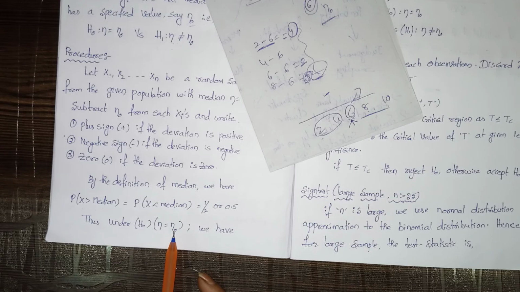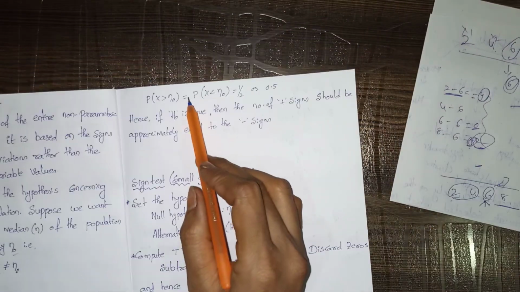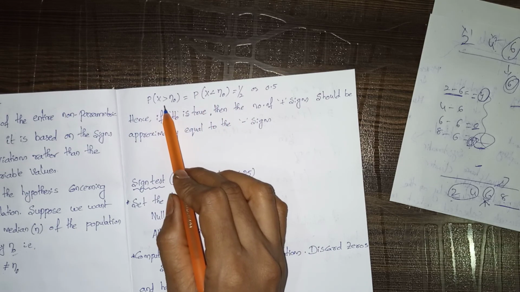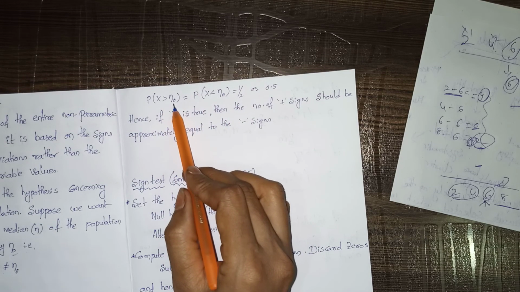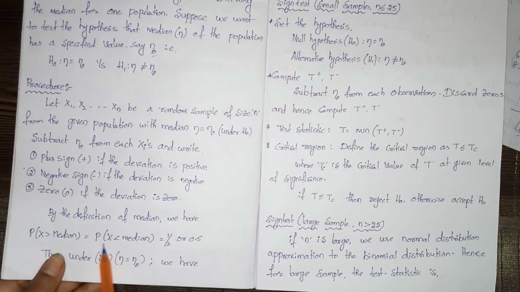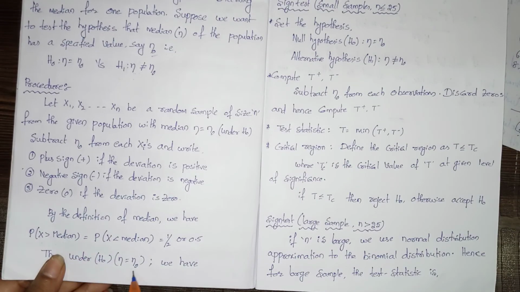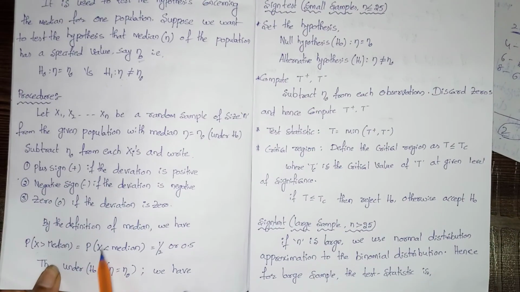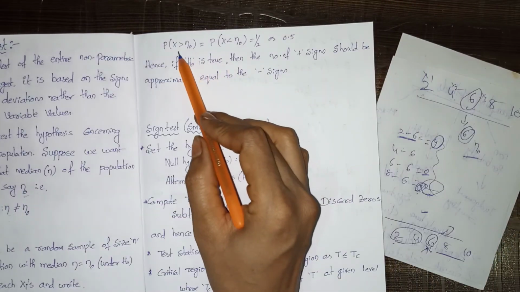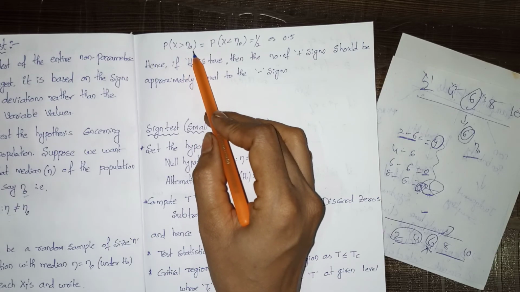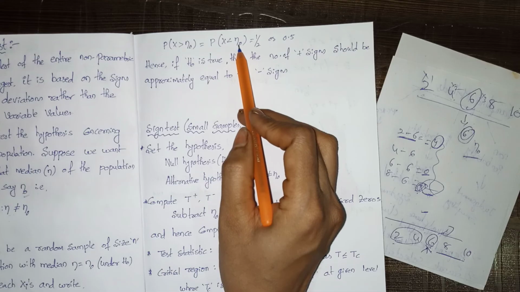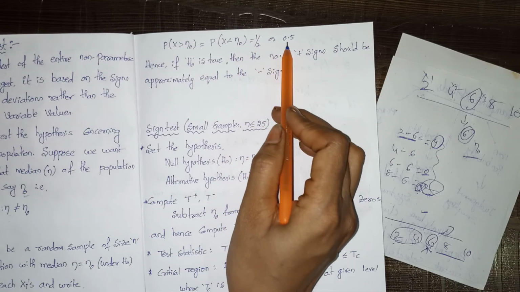Okay, so under the null hypothesis, we take that eta equals eta 0. So we have these probability values: greater than, less than the median. The median is denoted according to this formula, so in place of median we are writing eta 0. That's why the formula is changed like this. So probability of x greater than eta 0 equals probability of x less than eta 0 equals half, or 1 by 2.